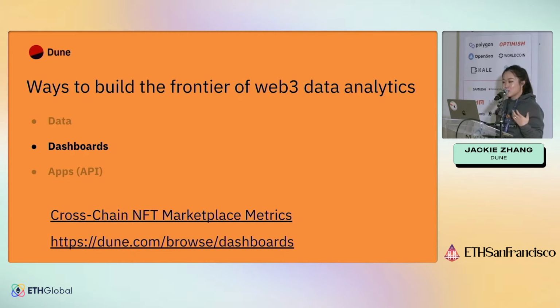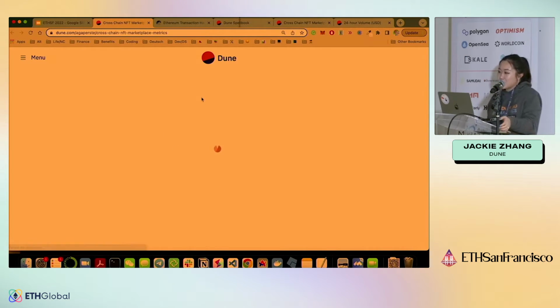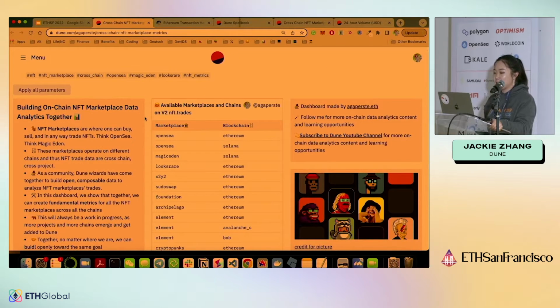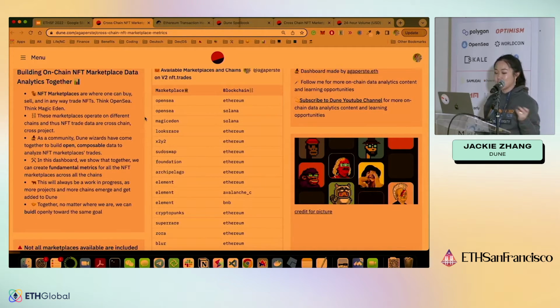The second perspective is the dashboard, which is tightly coupled with the first one, because without data you can't actually do dashboards. But I'm just gonna show you guys an example. So here we're talking about how we do NFT marketplace metrics, right? So this goes back to the spellbook that I was talking about.